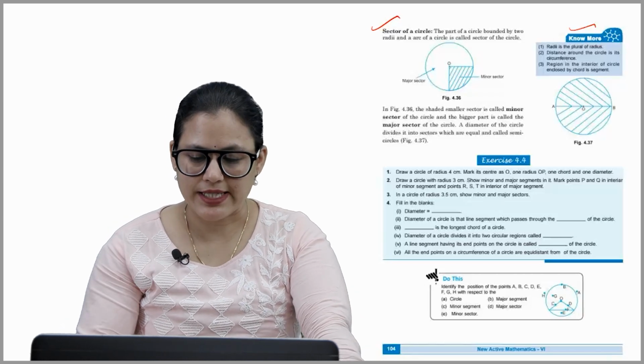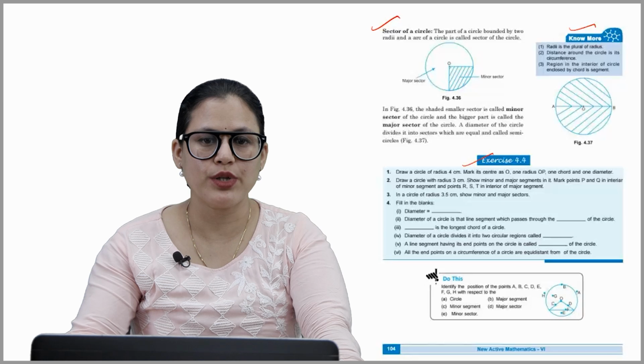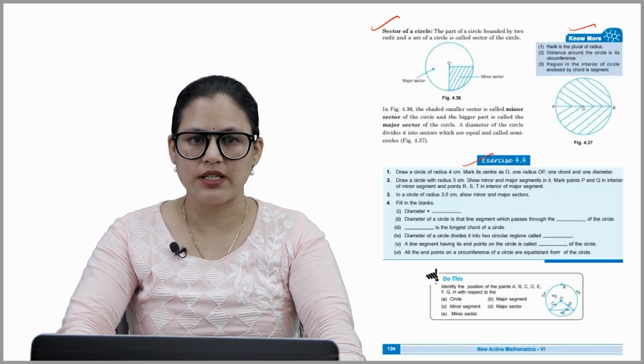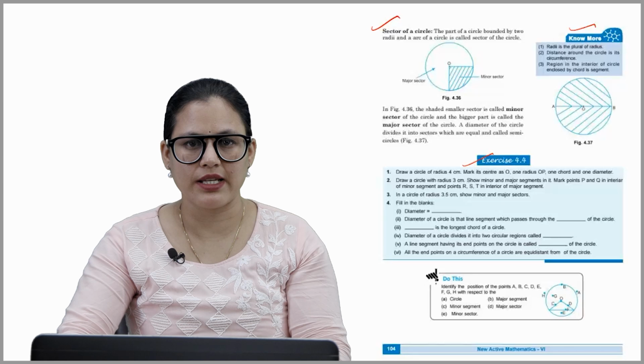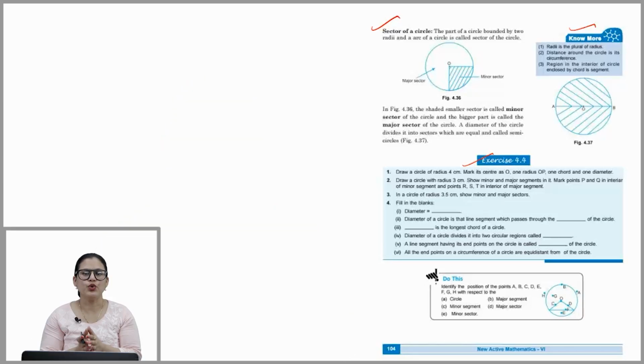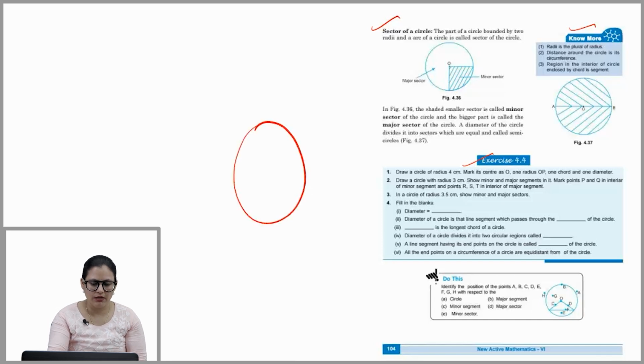Right? Now, let's do exercise 4.4. Number 1, draw a circle of radius 4 cm. Mark its center as O, one radius OP, one chord and one diameter. So, with the help of a compass, you will draw a circle. Its radius is 4 cm. Its center is O.